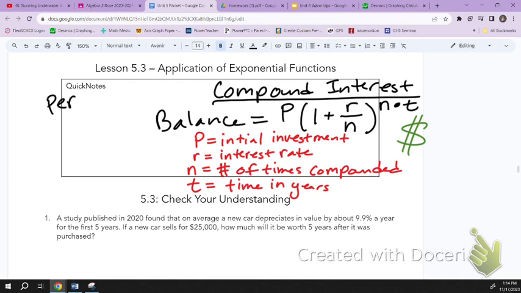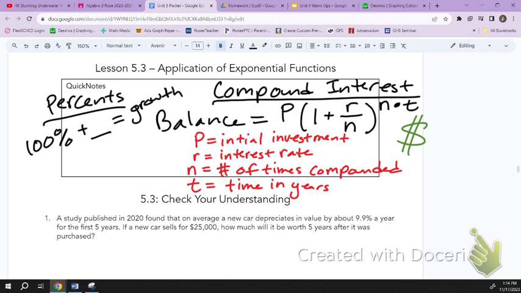Make a note about percents. When you're growing, like say we're growing a population, I'm going to take 100%, add my percent, and that will give us growth. If I am having population decay, I would subtract the percent and get decay.